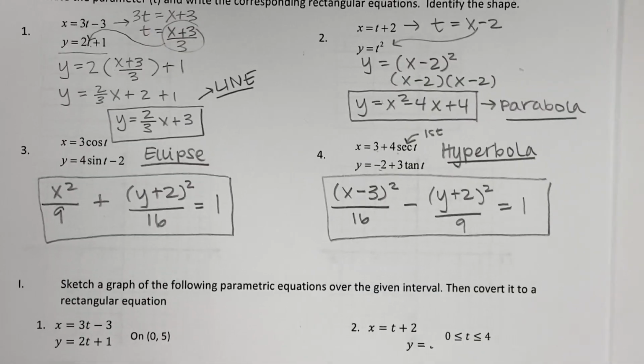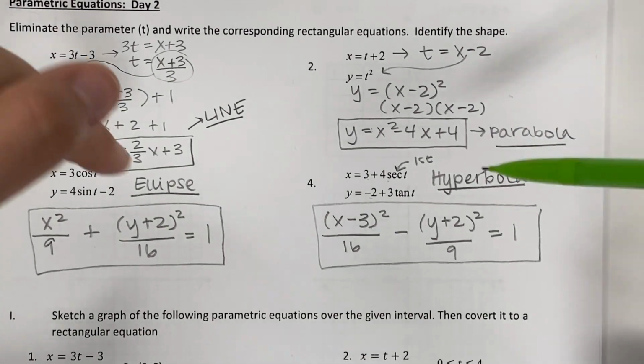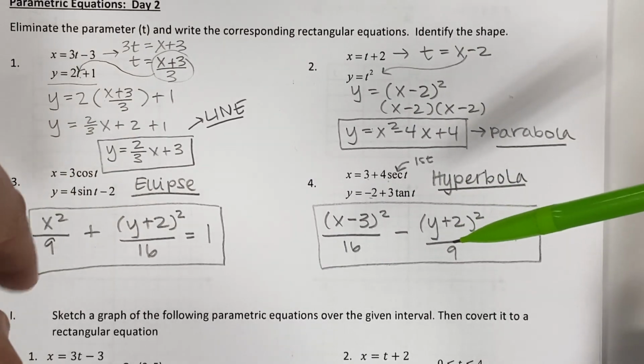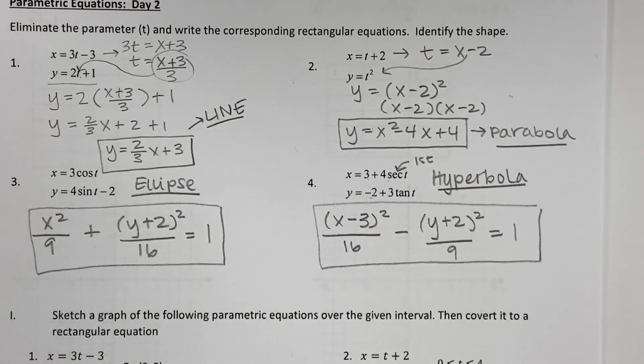Yay! So that's how you would convert from parametric into rectangular. So again, you always want to solve for t and then plug into the y equation and simplify. And then when you notice your trig functions, you have to be able to identify whether it's ellipse, circle, hyperbola. Okay, so now let's go into graphing.